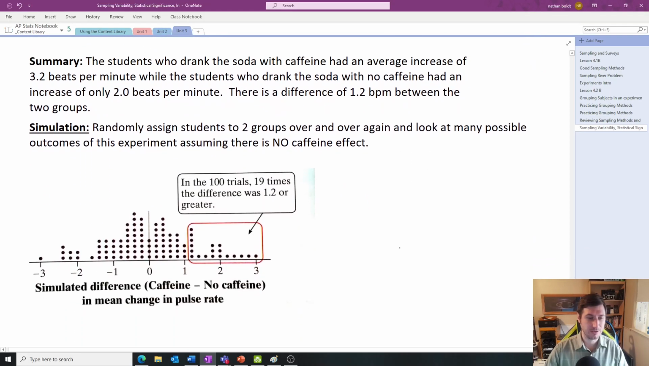So here's what that could look like. It's a simulated difference. So if I randomly put these students into groups of 10 with their numbers that they got. All right, so here, if I take, let's pick, turn off your phone, Bolt.